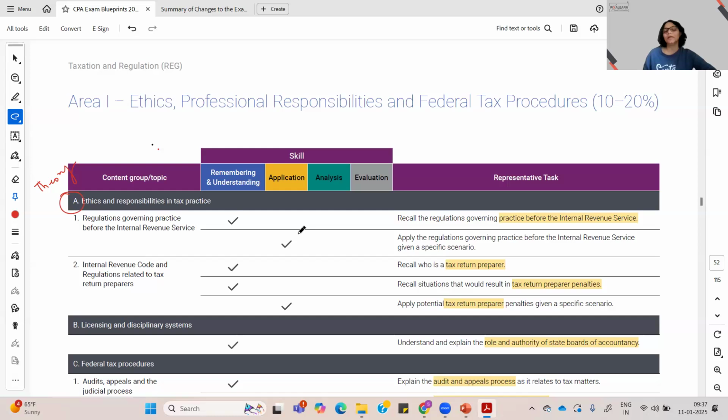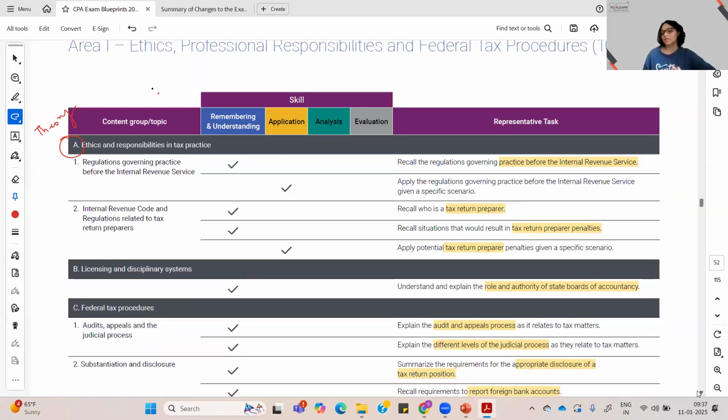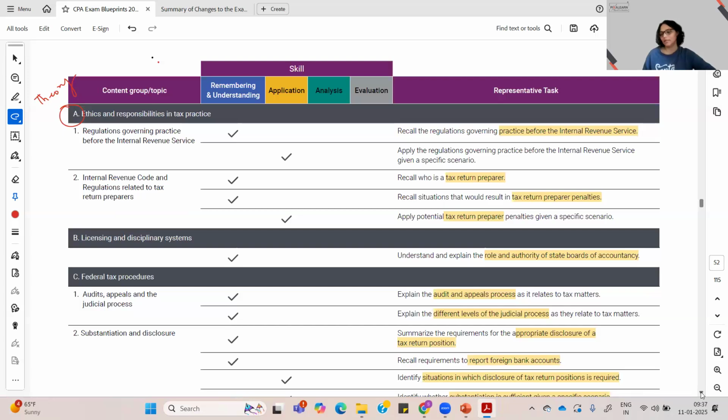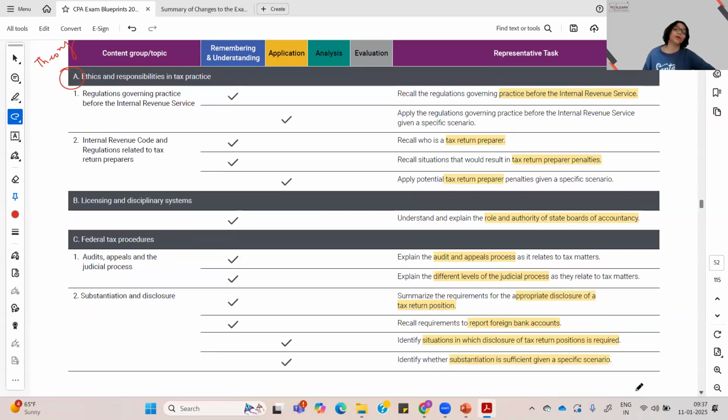And if you see, typically the maximum tested skill is the application level, but here it will typically be remembering and understanding skill, okay? Then all of this is just ethics: what you should be doing, what you should not be doing if you're a taxpayer, a tax return preparer, or a tax practitioner, and if you're caught doing it, what penalties will be imposed on you. All of this is complete theory, okay? We'll do it at the fag end, after we've finished all the practical.